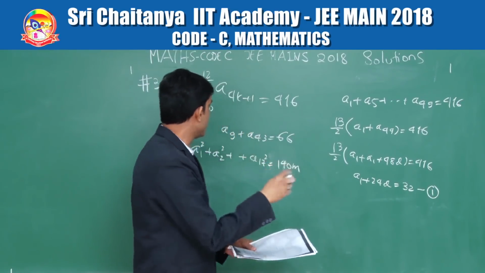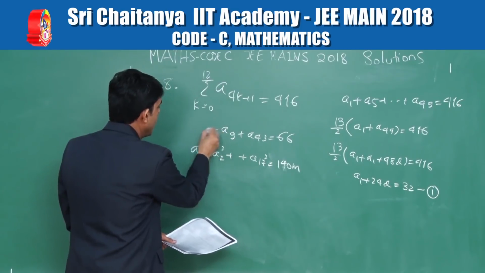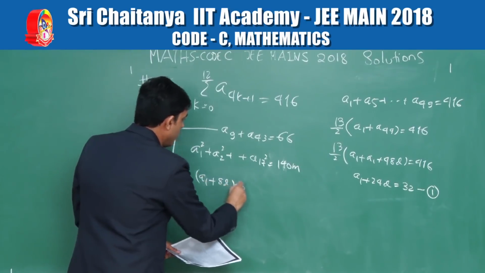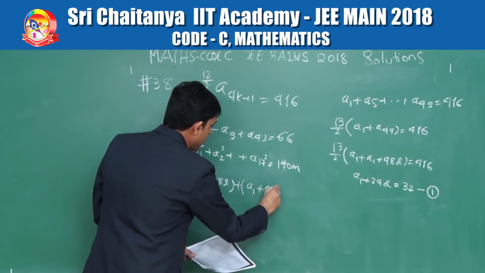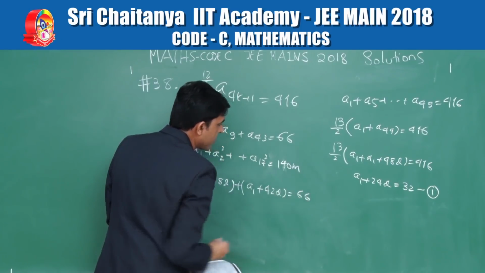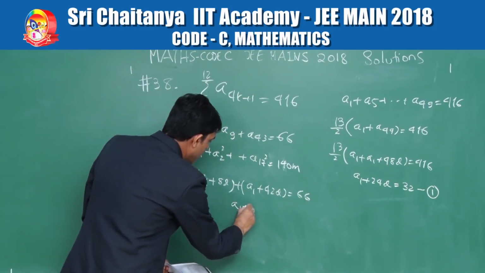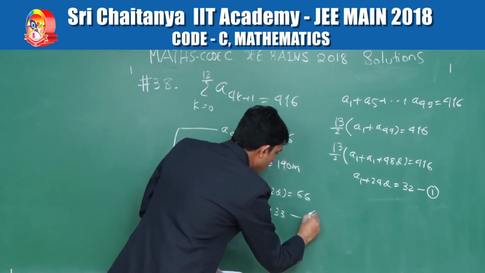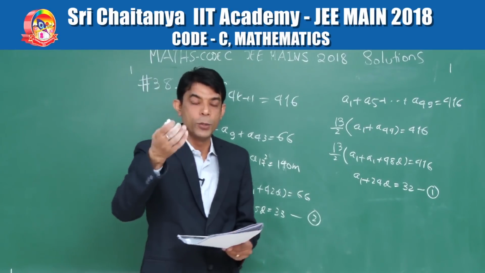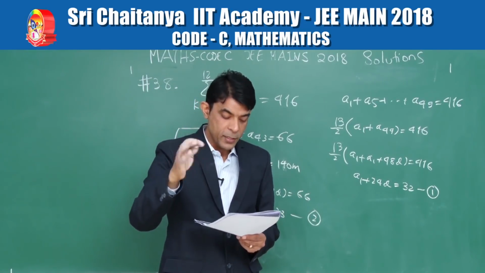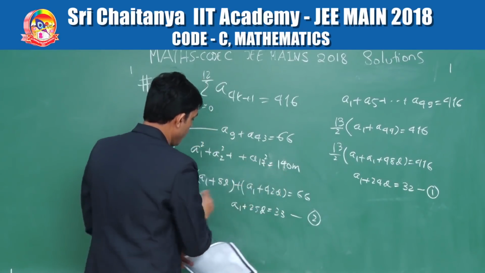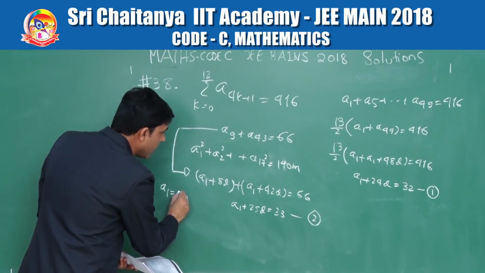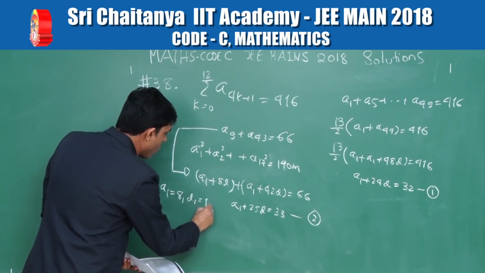The second condition, a9 plus a43, I can again simplify this as a1 plus 8d plus a1 plus 42d equals 66, and that gives you a1 plus 25d is 33. Now use 1 and 2 to solve for a1 and d, which is pretty simple, and that leads us to a1 equals 8 and d equals 1.